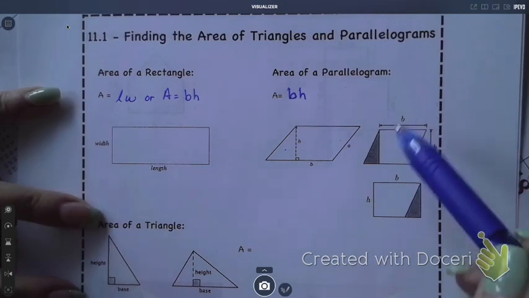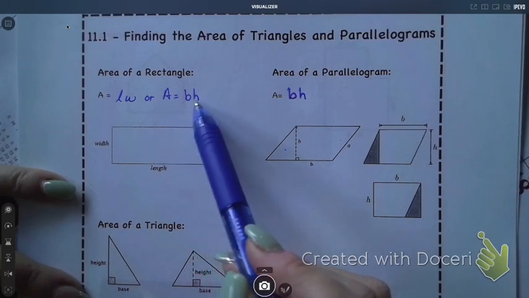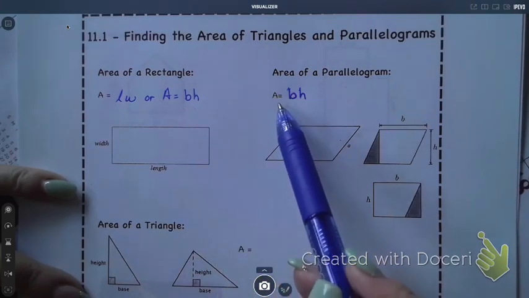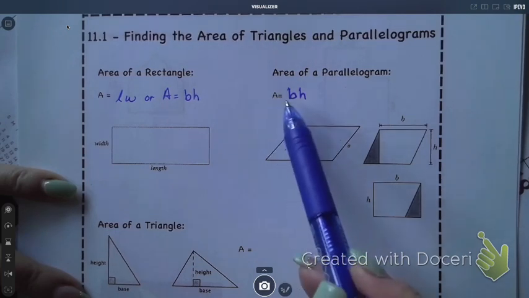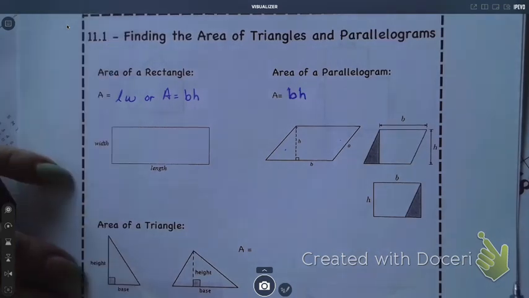Today, and tomorrow, as we're learning new formulas, I would like you to actually write the formula every time. But when you say it out loud or in your head, I want you to say area equals base times height, not A equals BH. Because that means nothing, does it? Area equals base times height means something.